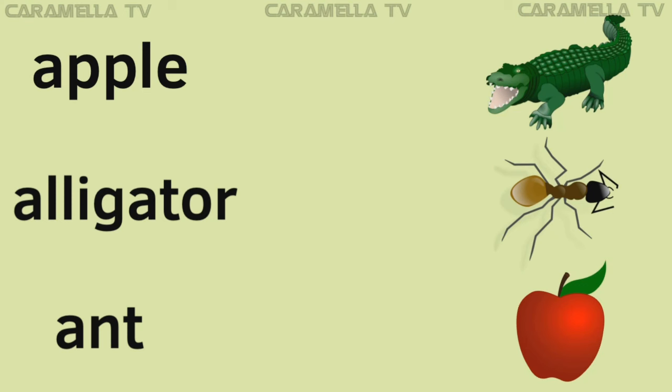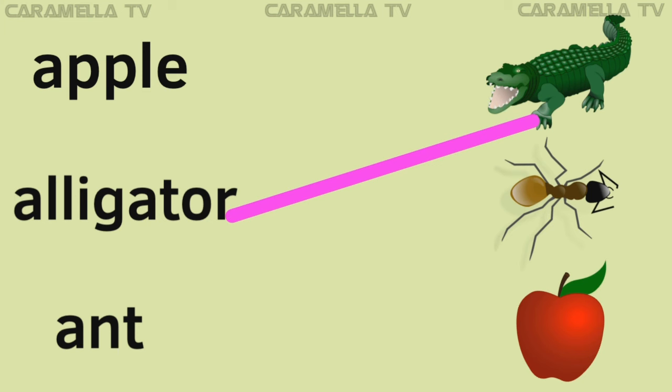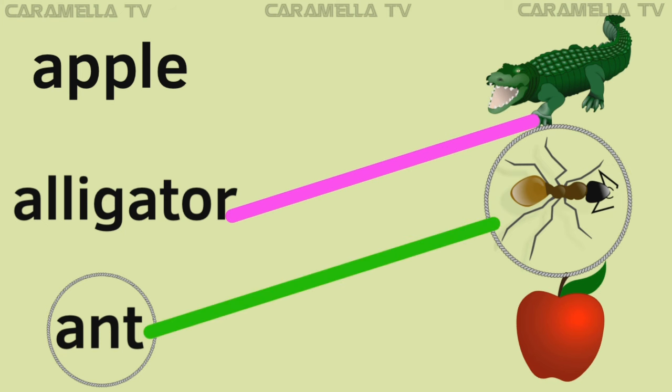Hi guys, let's connect every picture with its word. And first picture we have is a picture of an alligator. Can you guys guess where is the word alligator? That's right. Let's connect them. And second picture we have is ant. Can you guys guess where is the word ant? That's right. Let's connect them.